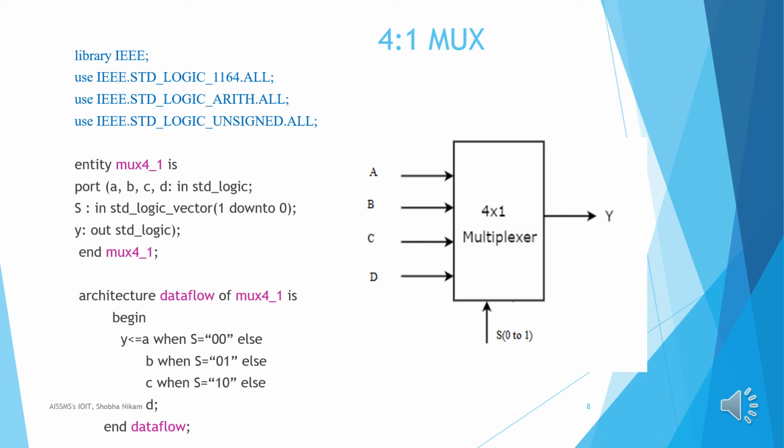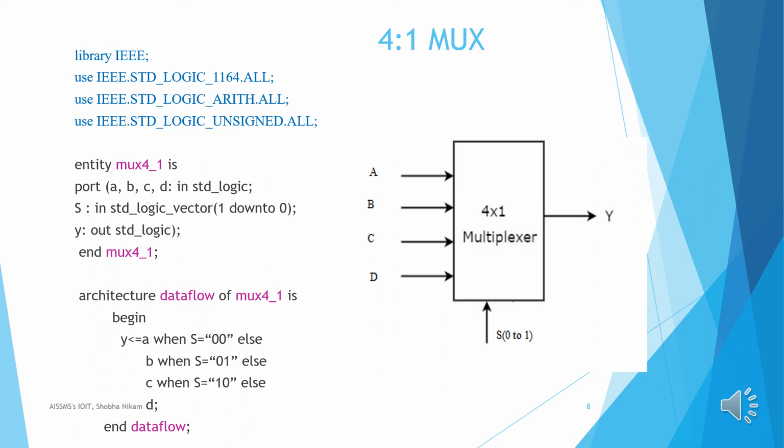Arith is used to perform operations on signed and unsigned integers. The unsigned package is used for computations on unsigned variables. Then after the library and packages, next is the entity declaration. As explained in the earlier slide, this is the entity declaration for the 4 is to 1 multiplexer. Next is the architecture. In the architecture, we describe the actual behavior of the circuitry.